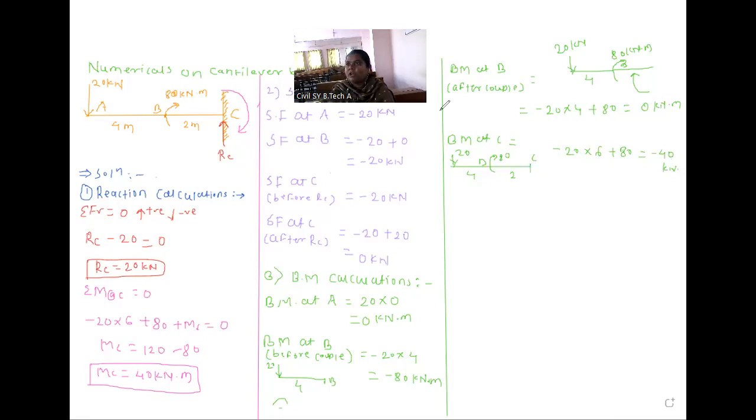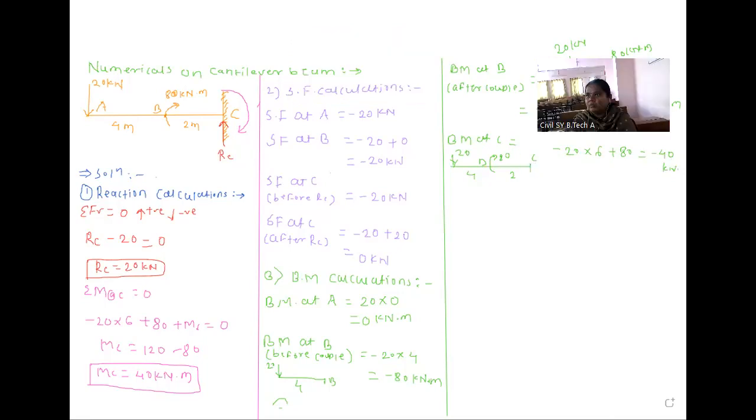Now we will draw the shear force and bending moment diagram. The last step is step number 4, shear force and bending moment diagram, SFD and BMD.